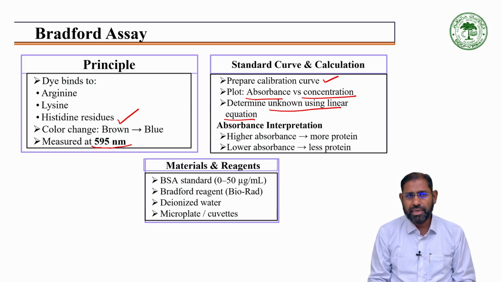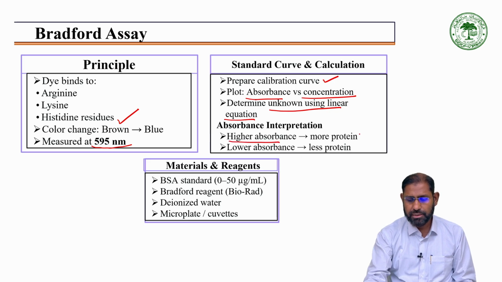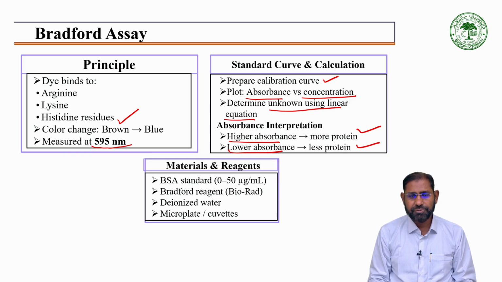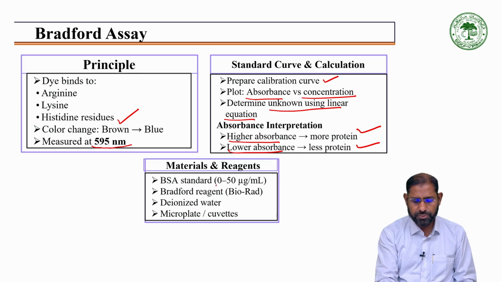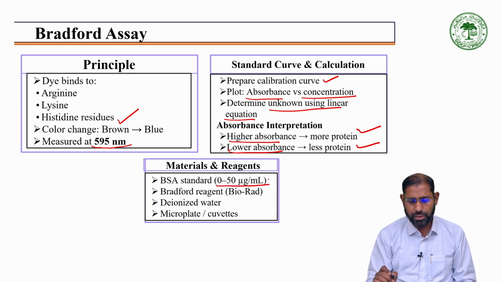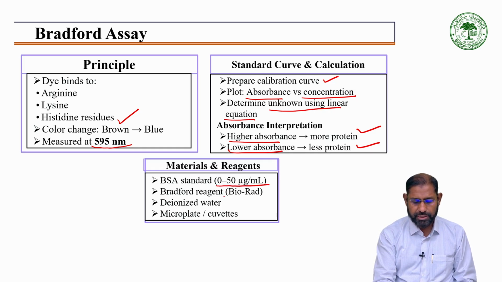And how can we interpret absorbance? High absorbance means more protein. Low absorbance means less protein. What are the materials and reagents we use in this case? We use BCA standard from 0 to 50 micrograms per ml, and also Bradford reagent from a different company, in this case Bio-Rad. We also use deionized water, a microplate and an incubator.